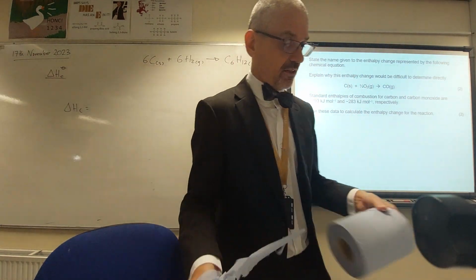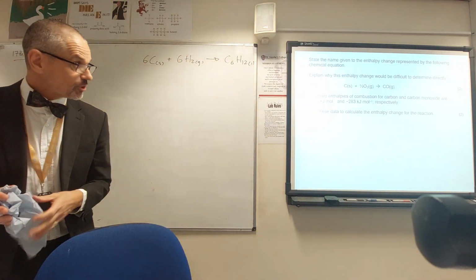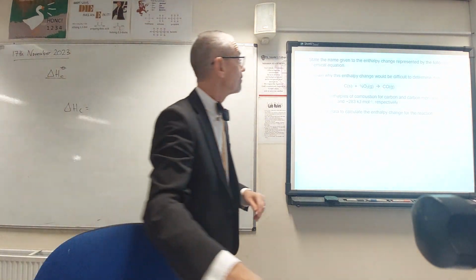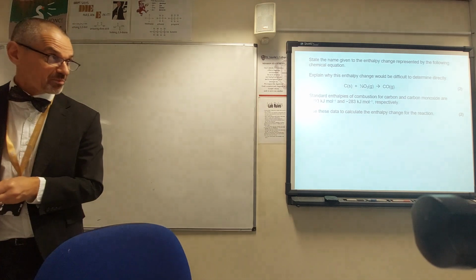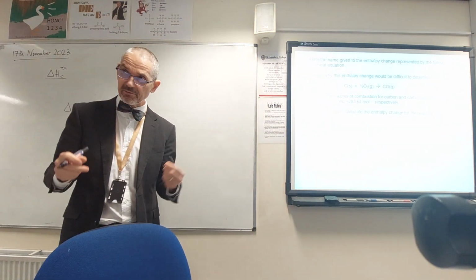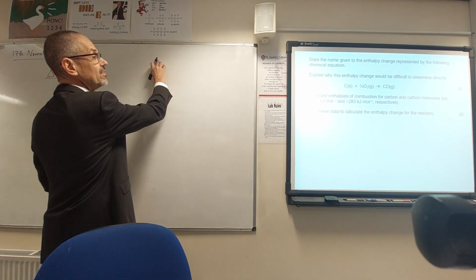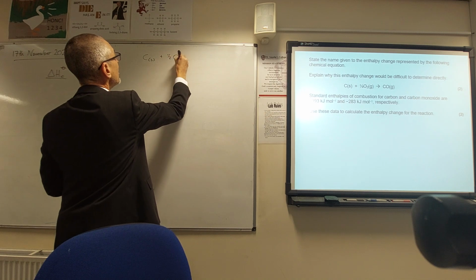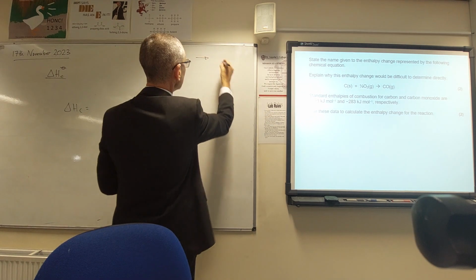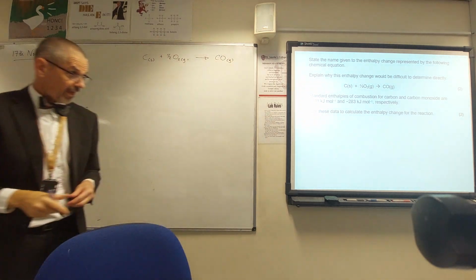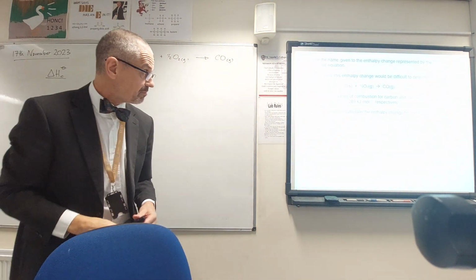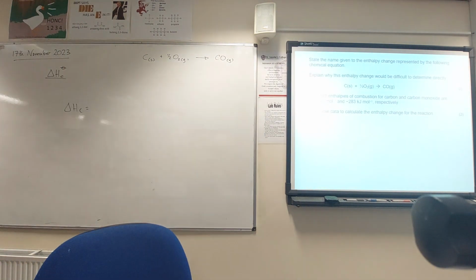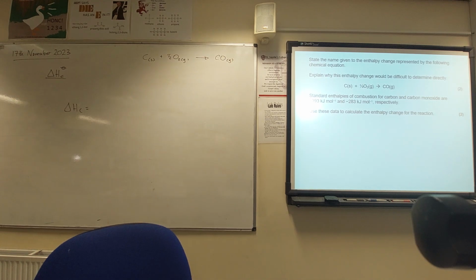State the name given to the enthalpy change represented by the following chemical equation. Explain why this enthalpy will be difficult to determine directly. We've had some experience of difficult to determine enthalpy changes. And then it gives you some standard enthalpies of combustion, and use the data to work out the enthalpy change. So it's 4 marks overall.